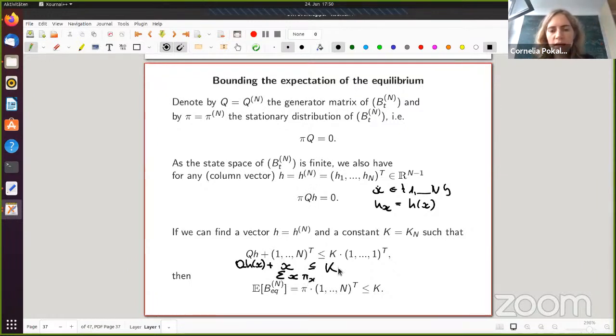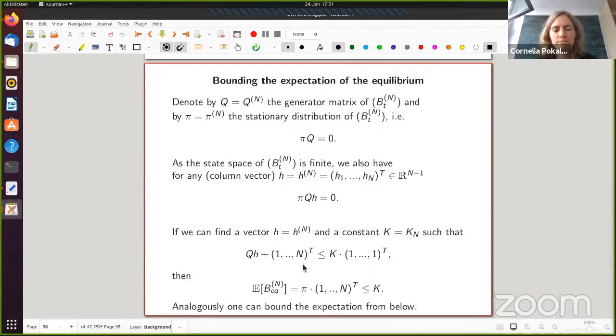And here I have the sum of kpx, and the sum of px is 1. So I have just an upper bound for my expectation. So the goal is now to find these functions h.